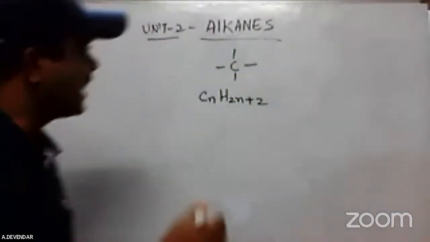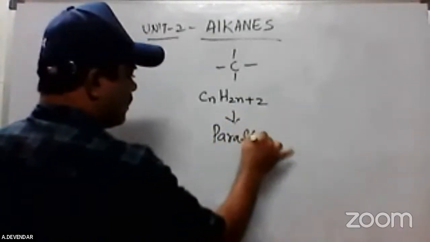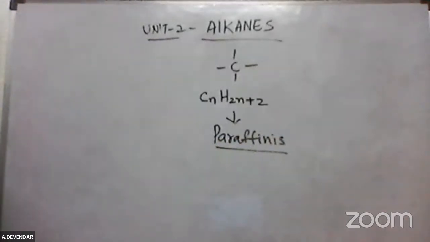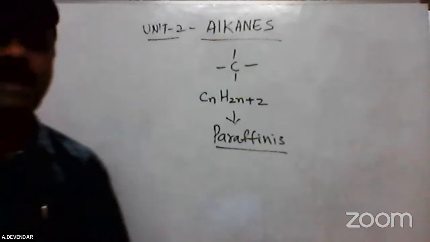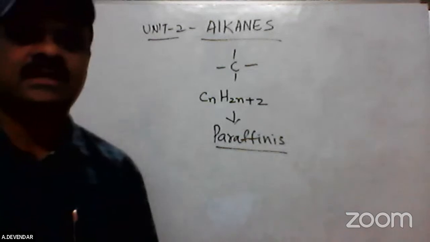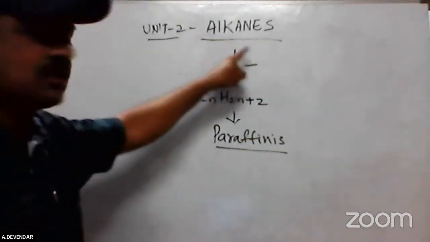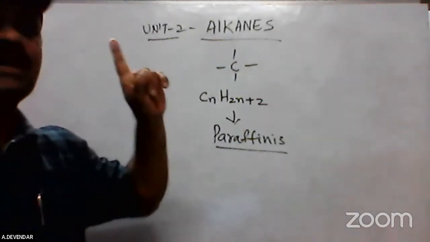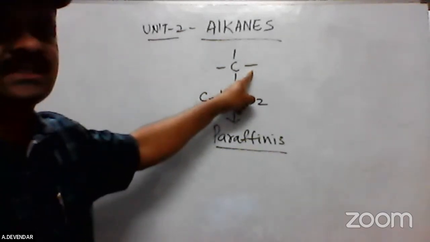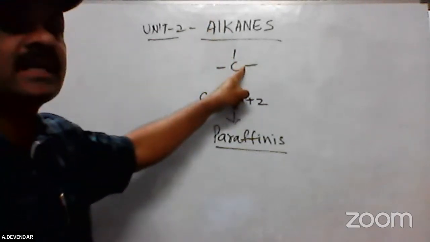That's why alkanes are also called paraffins. From our examination point of view, it is very important. Paraffins is a Latin word. Para means little, affins means affinity. Little affinity. They do not undergo any chemical reaction because of all single covalent bonds. To break the single bond, a large amount of energy is required, so they are stable compounds. That's why they do not undergo any chemical reaction.